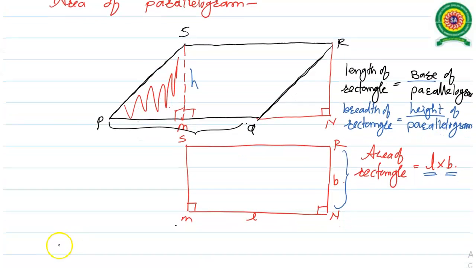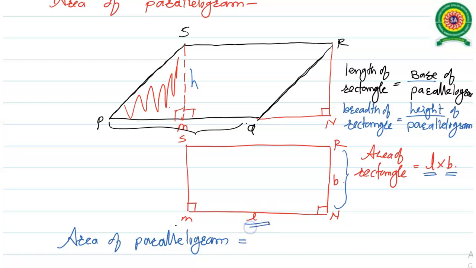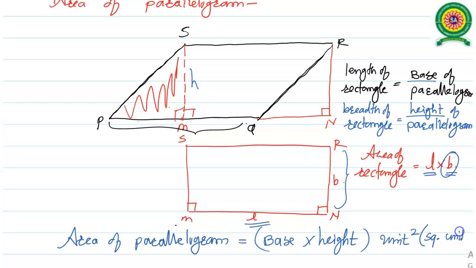So I am writing again the area of the parallelogram we are getting now. As compared to the rectangle's length, now we have the base of the parallelogram, and into the breadth of the rectangle, now we have the height of the parallelogram. So the area of the parallelogram is equal to base into height, that much square units. Here sq stands for square, keep in mind.